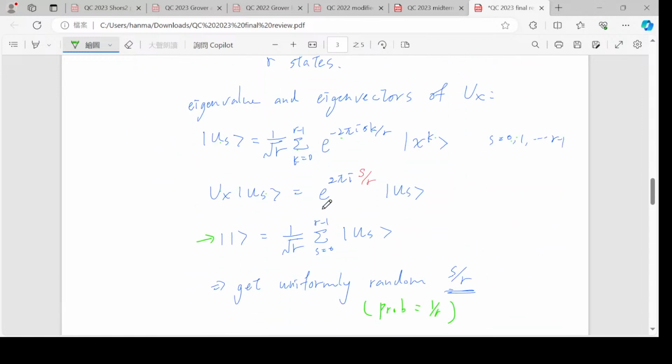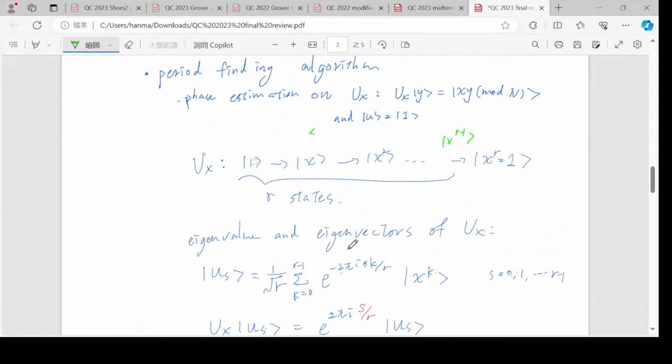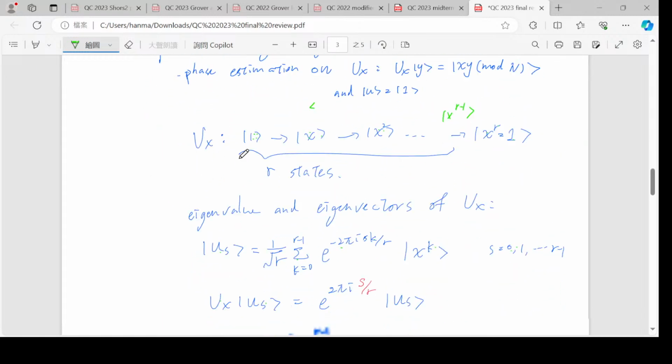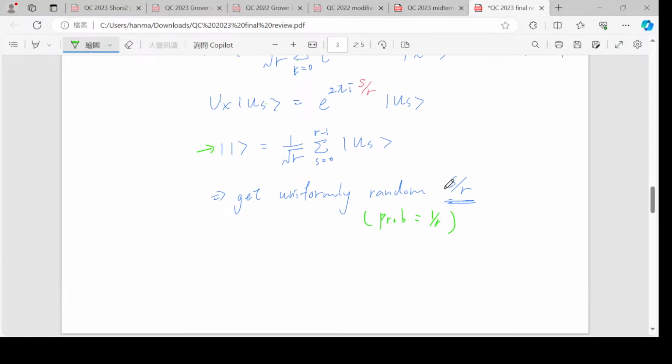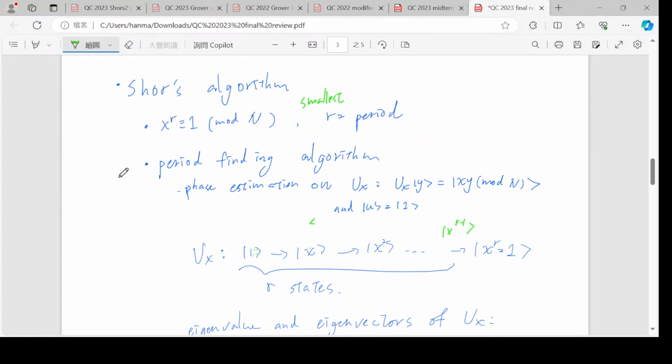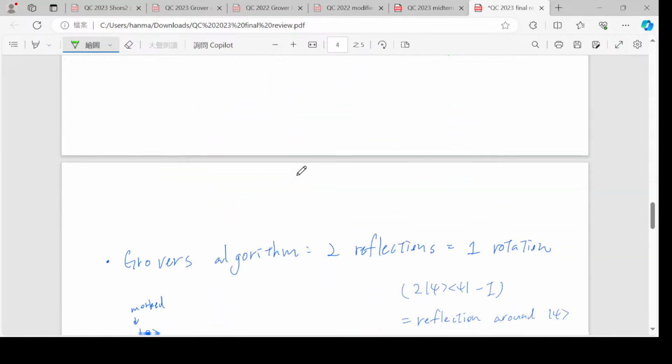And that's Shor's algorithm. But anyway, the quantum part of the idea is you do phase estimation on this Ux, and you find some s over r. Then we say that you can draw many s over r, and then you will learn r by doing other classical computation. Okay, any question on this review of Shor's algorithm? If not, then let's go to the next algorithm.